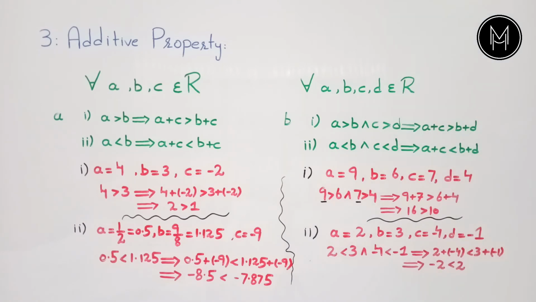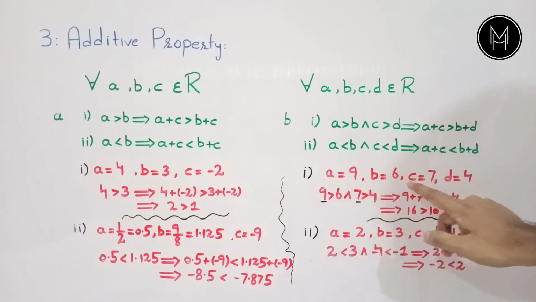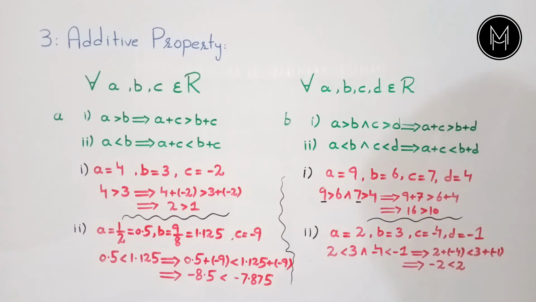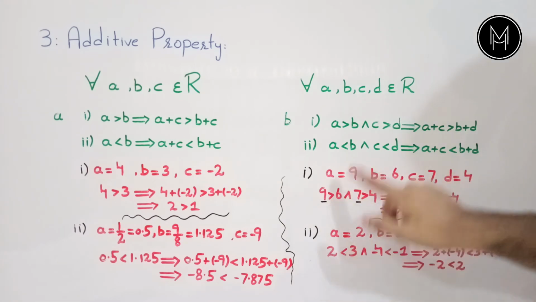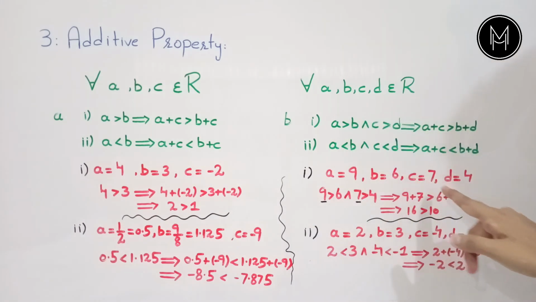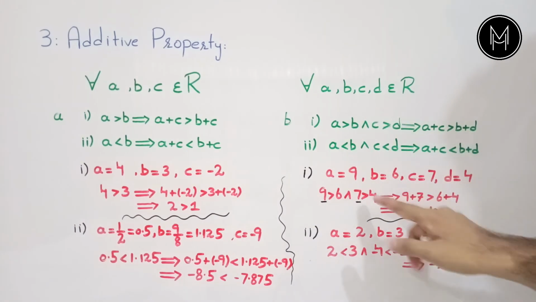For example, we have four real numbers. A is equal to 9, B is equal to 6, C is equal to 7 and D is equal to 4. All are positive integers. We can here see A is greater than B as 9 is greater than 6 and C is greater than D, 7 is greater than 4.